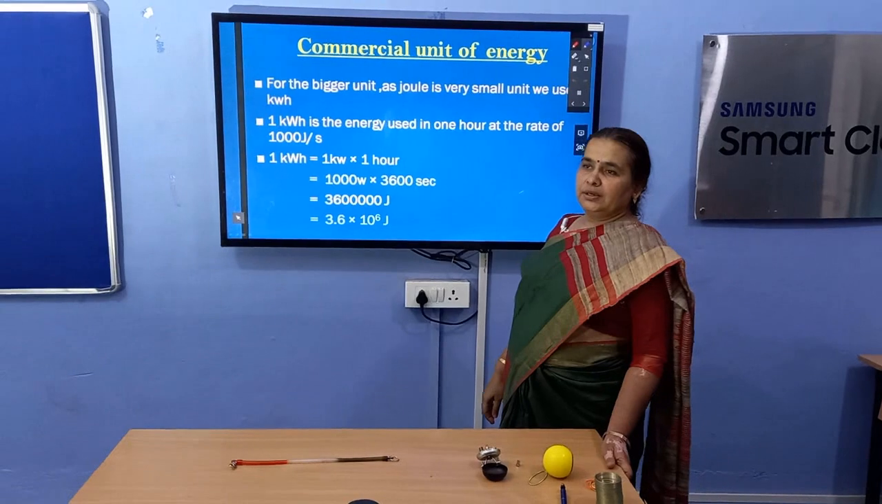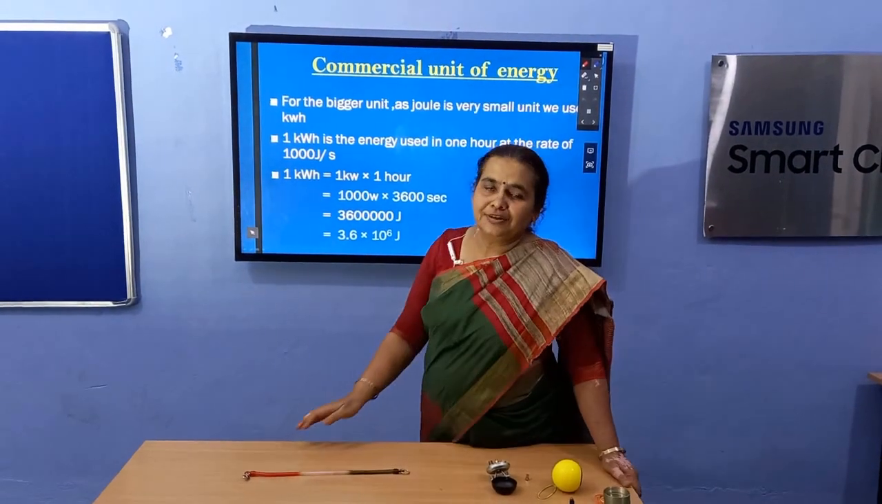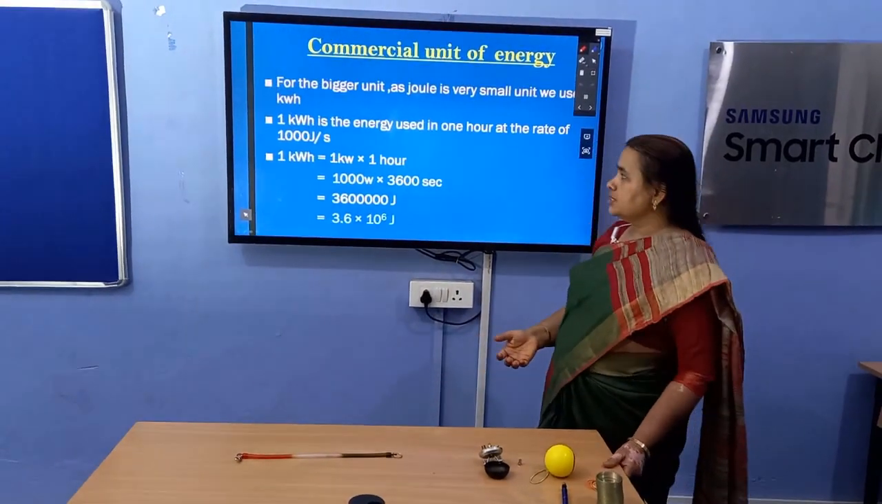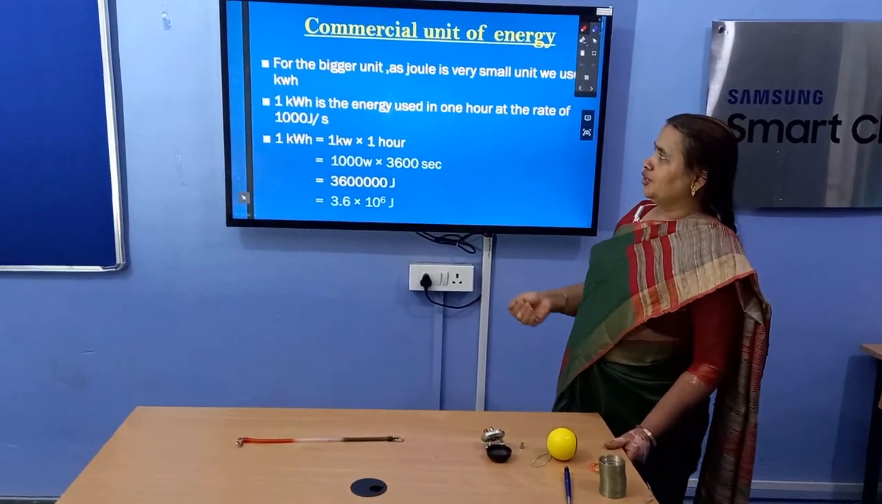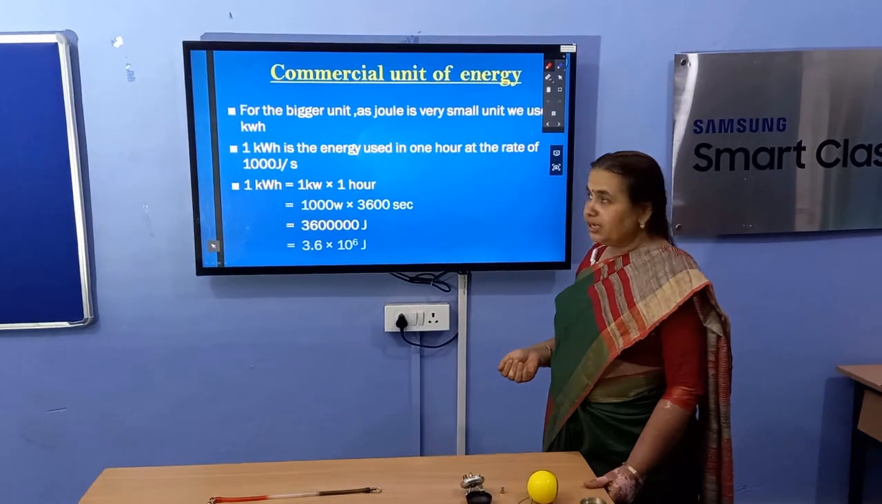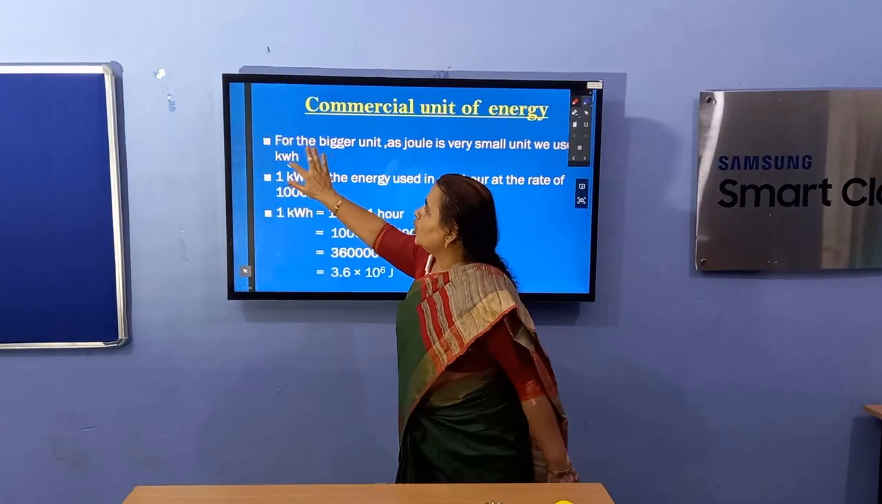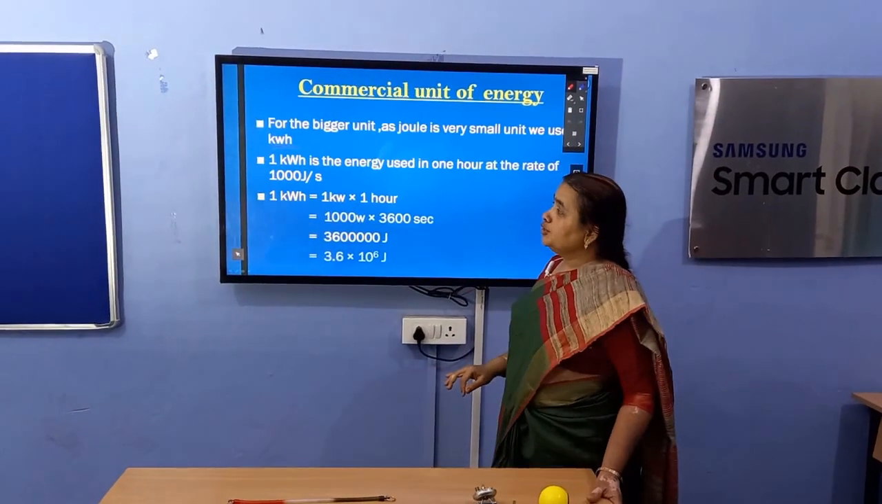Even to calculate electricity bill, we have used units, 1 unit, 2 unit, 150 units. So that is the commercial unit of energy. For the bigger unit, as joule is very small unit, we use kilowatt hour. This is the unit of energy.